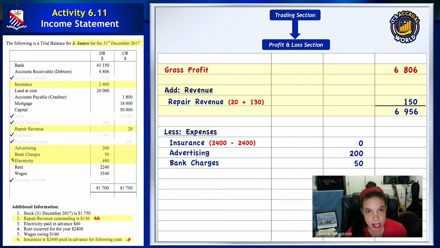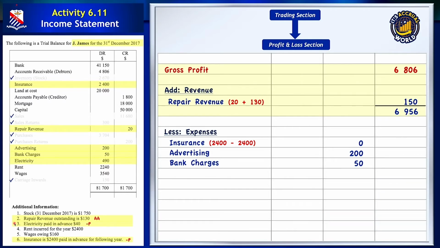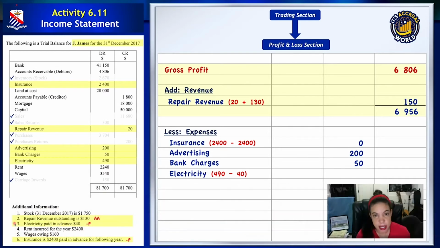Electricity, an expense. Go down to your notes. Are you seeing anything with electricity? Yes. So you see that electricity paid in advance. Paid in advance is a prepayment. So as a prepayment, you less it. You go into your income statement, you put electricity, show your working, $490 from the trial balance, less your prepayment from the notes, which is $40, and that gives you $450.